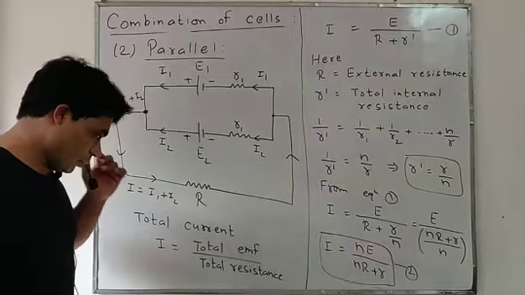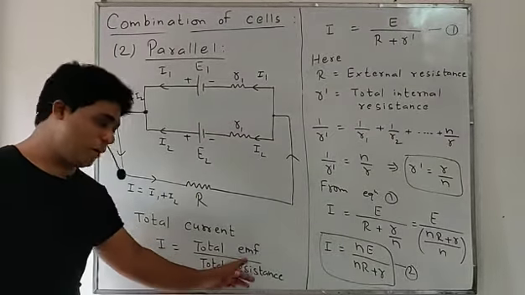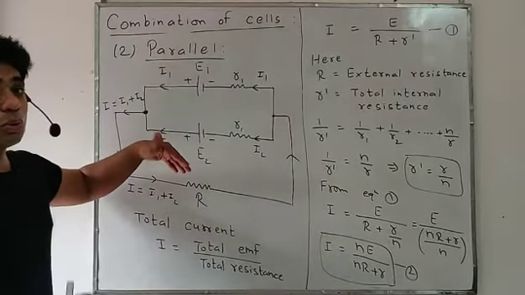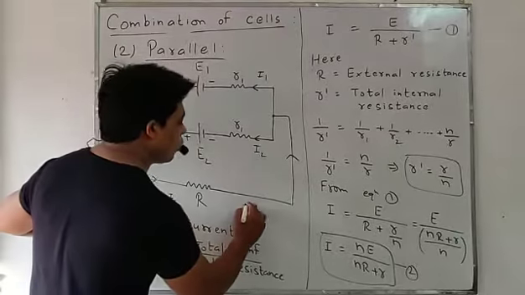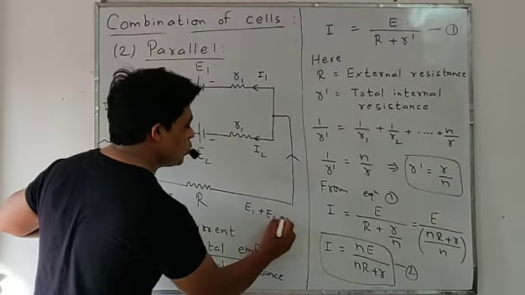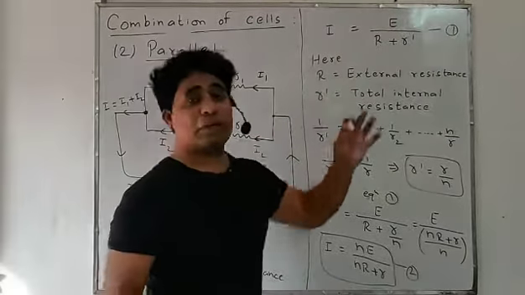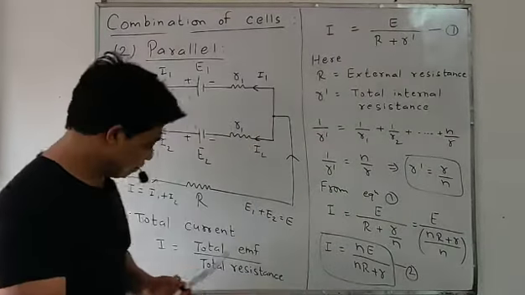What should be the total current? We can write total EMF by total resistance. As the total EMF, E1 plus E2, that we assume as E. So instead, total EMF we will write as capital E. That is the total EMF of both the cells.